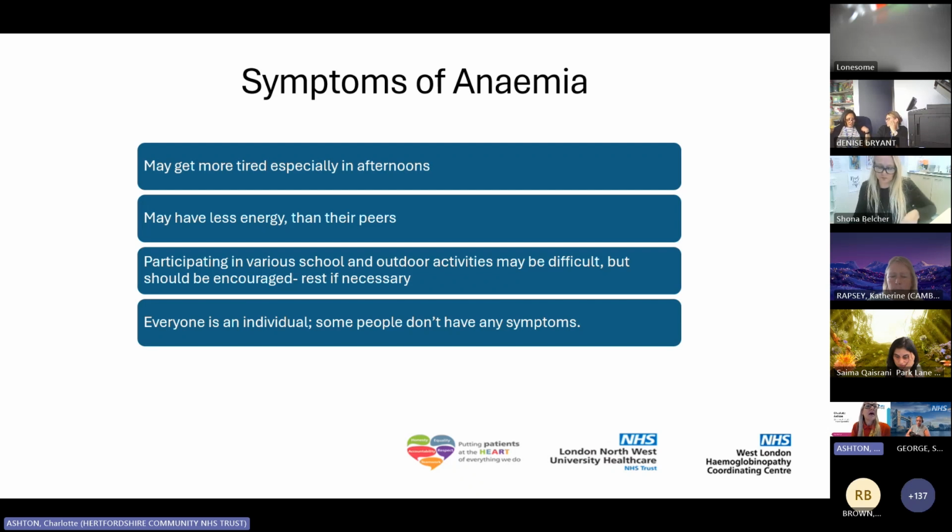But saying that, everyone is an individual, and some people don't have symptoms of anemia at all, and that's why it's really important to get to know the triggers of your particular child.